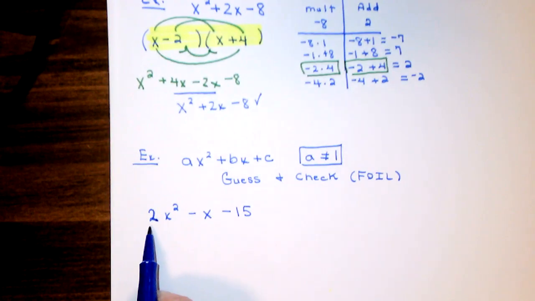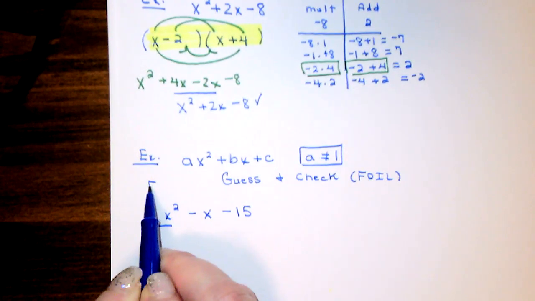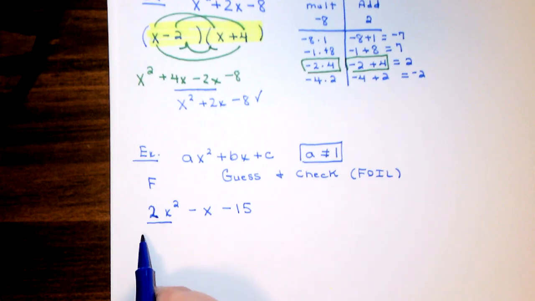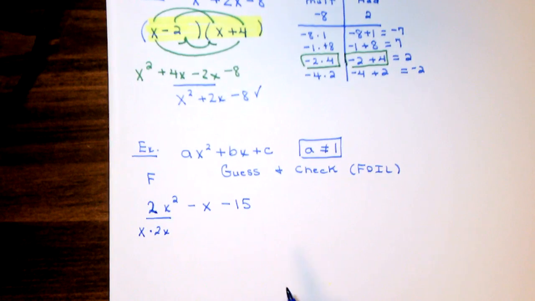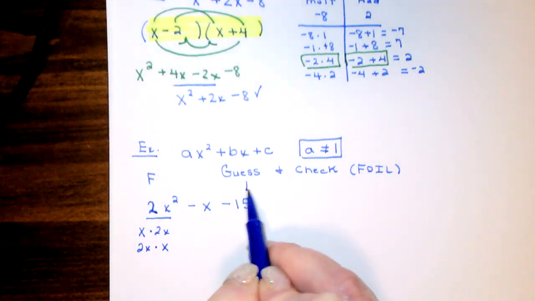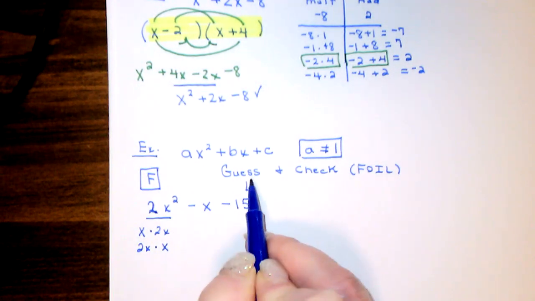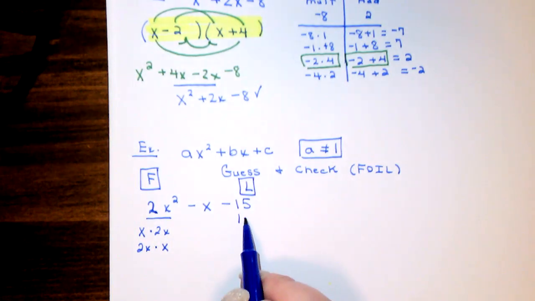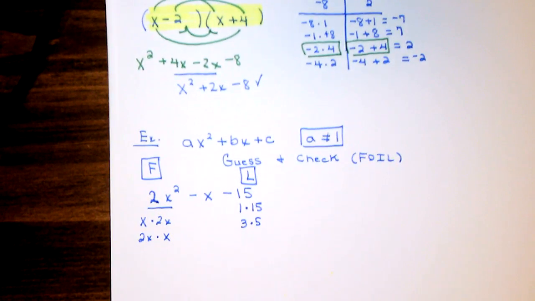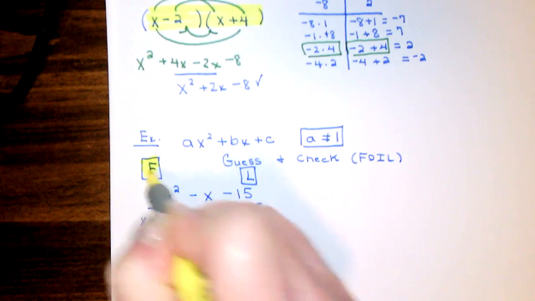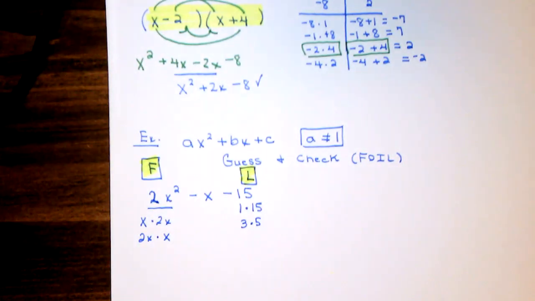Okay, so what you want to do is look at the factors of your first term, which is going to be 1x and 2x. Or you could list it as 2x and x because multiplication is commutative. You're then going to look at the factors of your last term. So you would have 1 and 15, 3 and 5, or you could flip-flop those numbers, okay? Just like I did on that first one. So these are the two that you're going to focus on at the beginning.